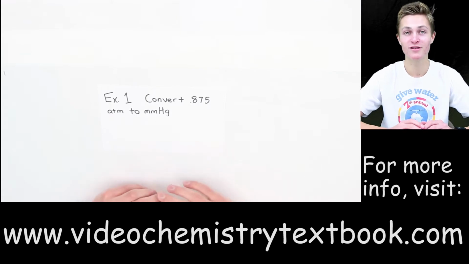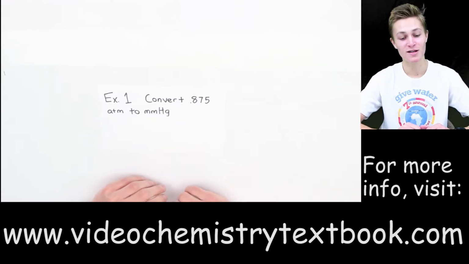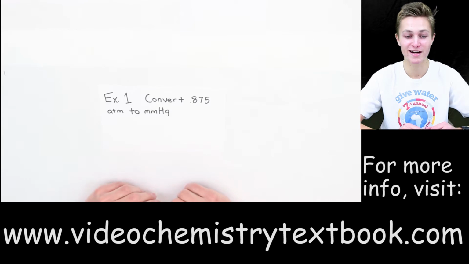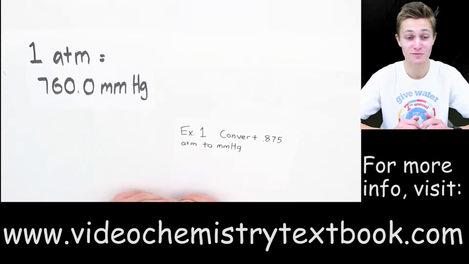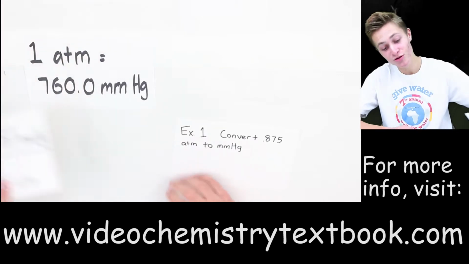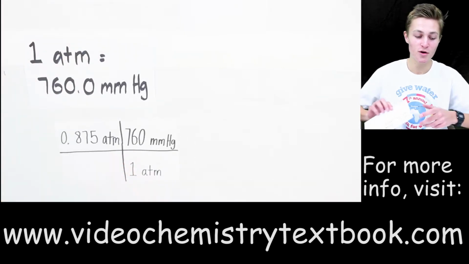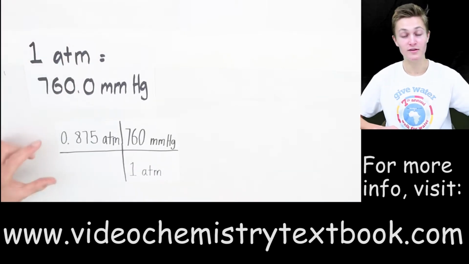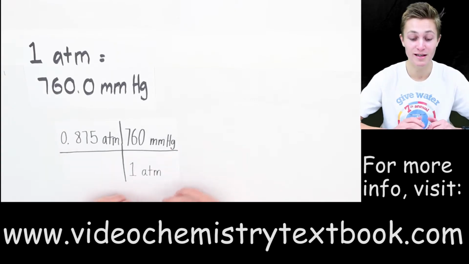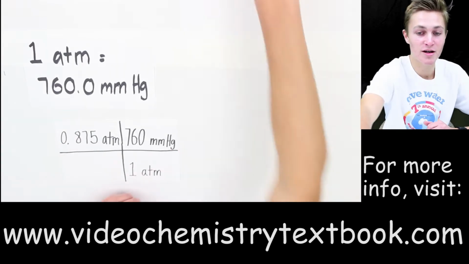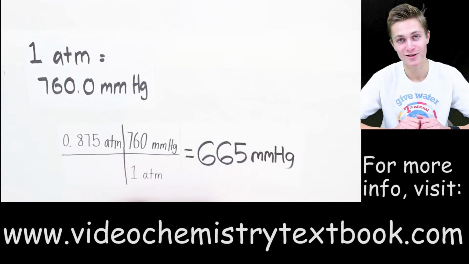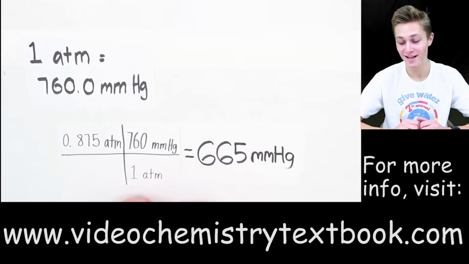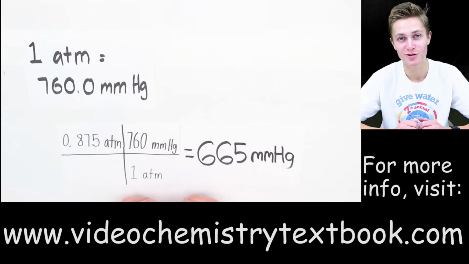to millimeters of mercury. Since we have our handy-dandy conversion factor, 1 ATM equals 760 millimeters of mercury, we can set up a dimensional analysis problem. So, we put the atmospheres at the bottom, then the millimeters of mercury at the top, and we can cross out the atmospheres, and taking out our handy-dandy calculators, we get 665 millimeters of mercury.